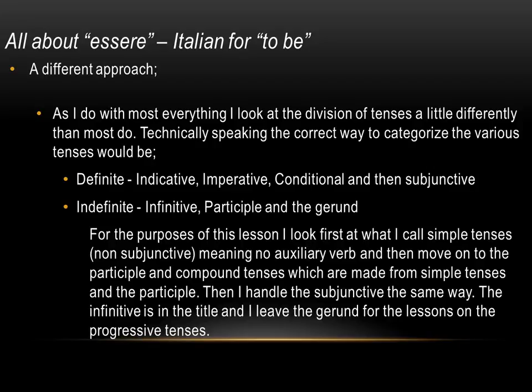For the purposes of this lesson, I look first at what I call simple tenses, non-subjunctive that is, meaning no auxiliary verb, and then move on to the participle and the compound tenses, which are made from simple tenses and the participle. Then I handle the subjunctive in the same way. The infinitive is in the title, essere in Italiano, and to be in English. And then I leave the gerund for the lessons on the progressive tenses. I think you'll see what I mean as we proceed through this lesson.